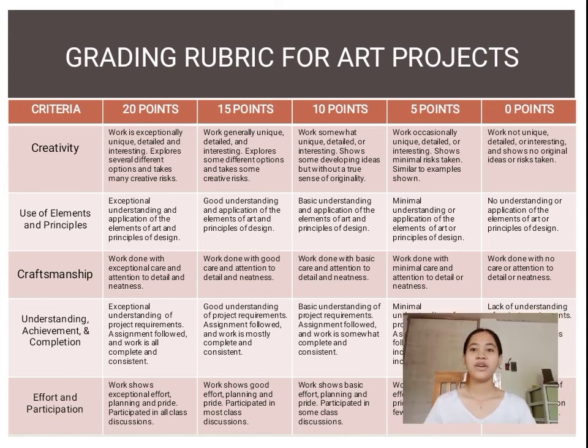We have here our criteria: understanding, achievement, and completion. For 20 points, exceptional understanding of project requirements. Assignment followed and work is all complete and consistent. For 15 points, good understanding of project requirements. Assignment followed and work is mostly complete and consistent. For 10 points, basic understanding of project requirements. Assignment followed and work is somewhat complete and consistent.